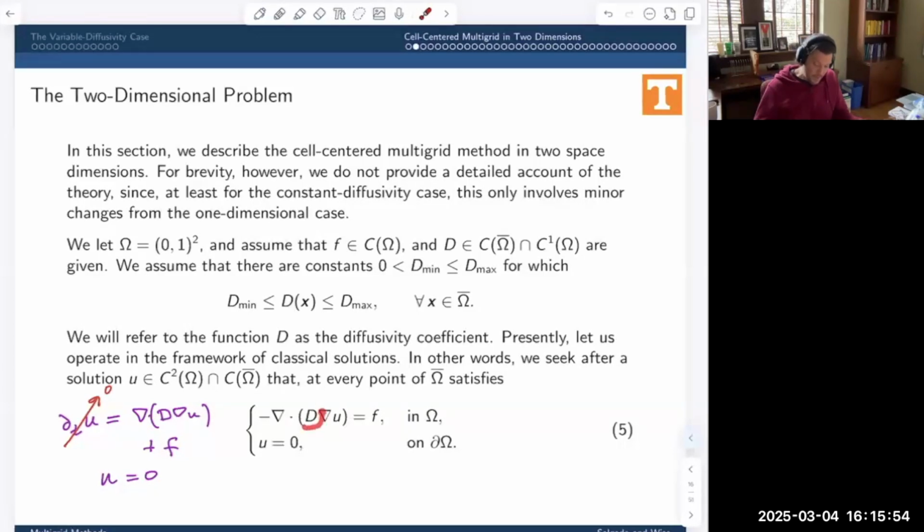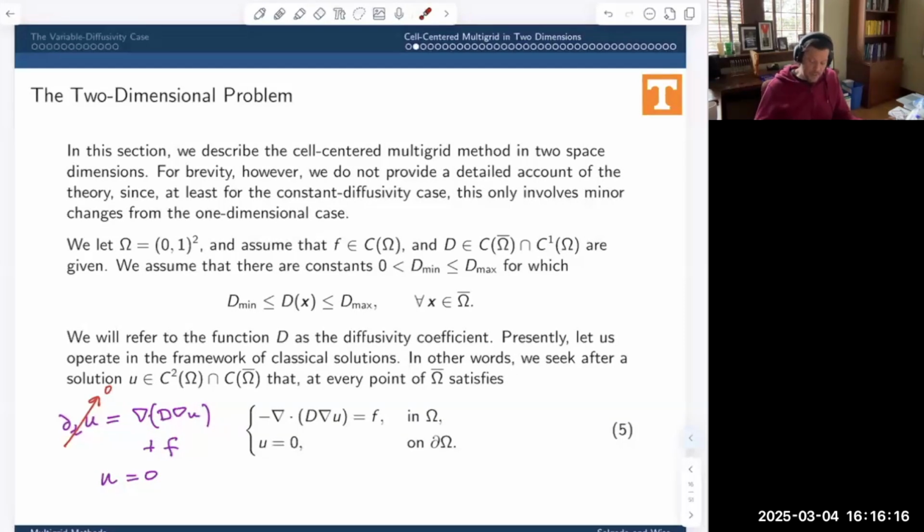The first case might be whenever d is a constant. That is, it's not changing. It's just some fixed value. You might as well say d is everywhere equal to 1. So in that case, this just becomes a Laplacian, and this is just the constant coefficient Poisson problem.